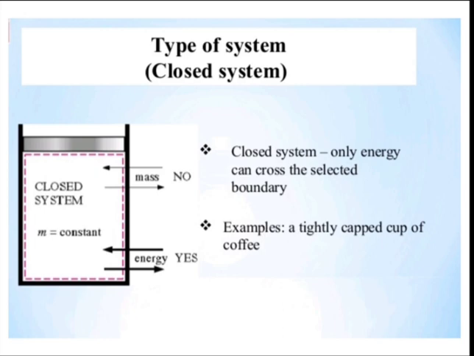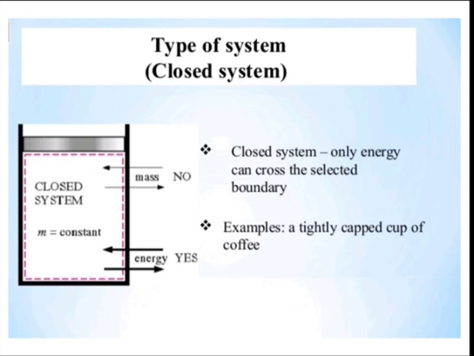And here the mass is not transferred. So this system is called a closed system, where mass is constant. An example of this type of system is a tightly capped cup of coffee.